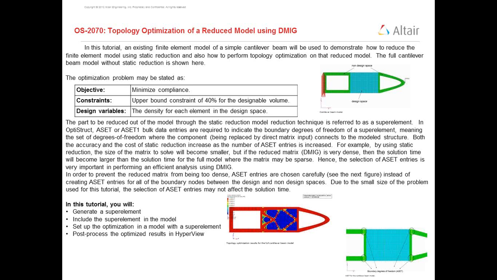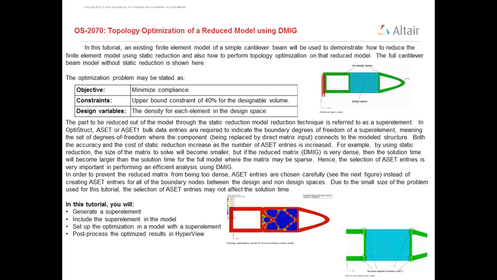The part to be reduced out of the model through the static reduction technique is referred to as super elements. In this process, you will see how to create super elements also. In OptiStruct, ASET or ASET1 bulk data entries are required to indicate the boundary degrees of freedom of a super element, meaning the set of degrees of freedom where the component being replaced by direct matrix input connects to a modeled structure. Both the accuracy and the cost of the static reduction increase as the number of ASET entries is increased. For example, by using static reduction, the size of the matrix to solve will become smaller.